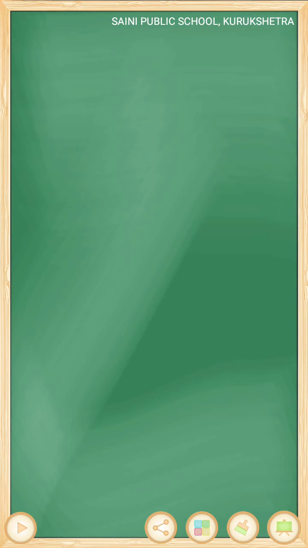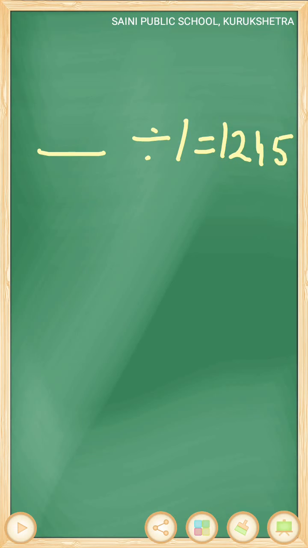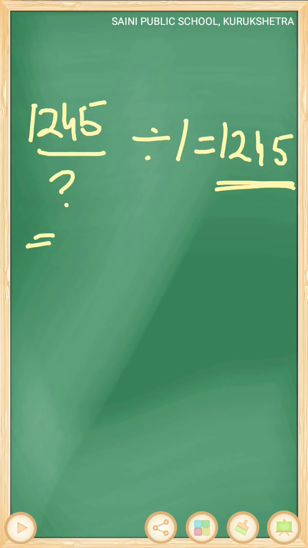Okay, let us discuss some more examples. Suppose I am writing here dash divided by 1 is equal to 1245. Okay, this is applicable for all digit numbers. These properties are applicable for all digit numbers, whether it is 3 digit or 4 digit or 2 digit. Whatever properties of division hold for all digit numbers. Okay, now what will be the answer here? Here I will write 1245 according to the first property. If a number is divided by 1, then the quotient is the number itself. Then the quotient and number will be the same.